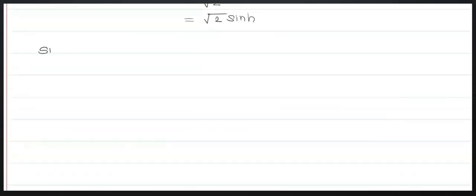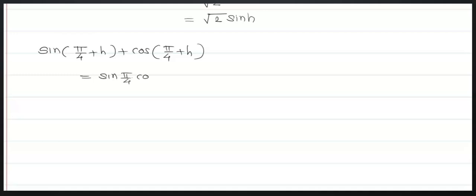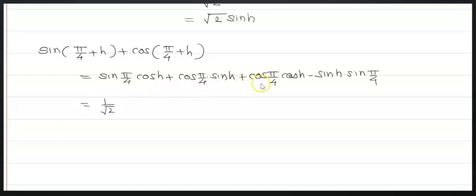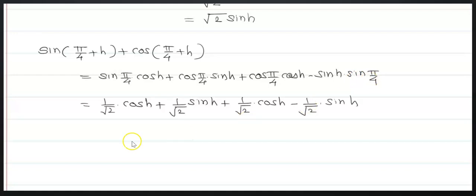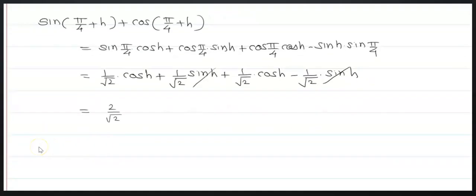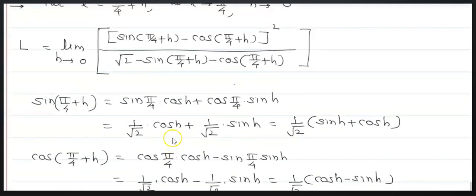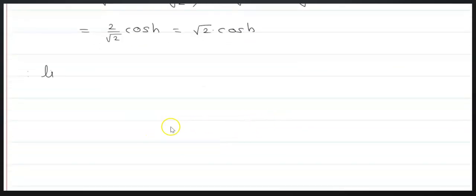Now the next is sin of pi by 4 plus h plus cos of pi by 4 plus h, their expansion. Sin of pi by 4 cos h plus cos of pi by 4 into sin h, plus cos of pi by 4 into cos h minus sin of pi by 4 into sin h. Substitute the values. Therefore you will get 1 upon root 2 sin h, plus and minus get cancelled.